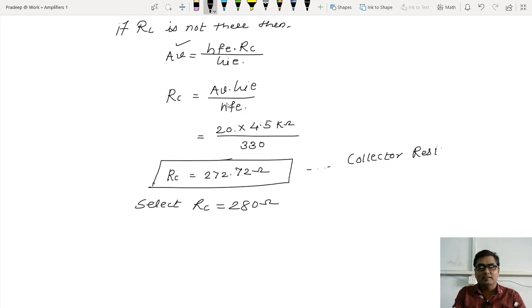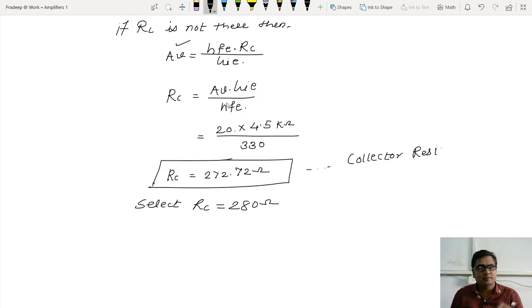See, if you go to the market and ask the shopkeeper to give you the value of 272.72 ohm, obviously he will not give, he will refuse. Why? Because whatever value you have calculated is not available in the market. I explained it in the first lecture of this semester in tolerances of resistors. That's why we have to select a nearby value instead of the exact value. So whatever nearby value, upside or downside, whatever is available, we have to select.